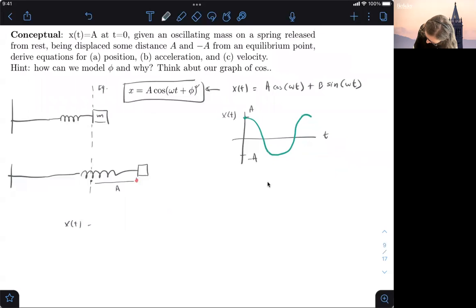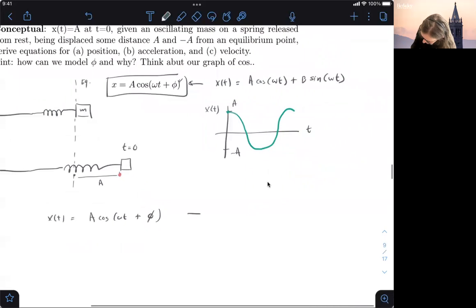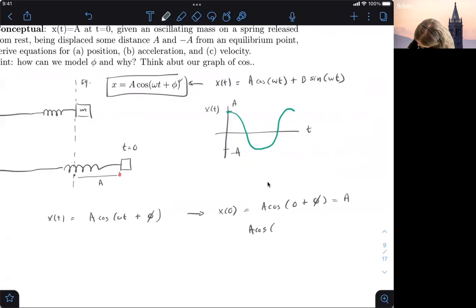Okay, so I have my x of t, right? x of t is equal to a cosine of wt plus phi. So the hint that I'm given is t equals 0, right? That means at t equals 0, my expression is equal to a. So at x of 0, a cosine of 0 plus phi, because I'm just plugging in t equals 0, is going to be equal to a. So a cosine of phi, right?